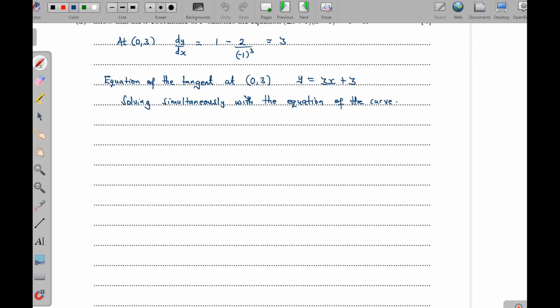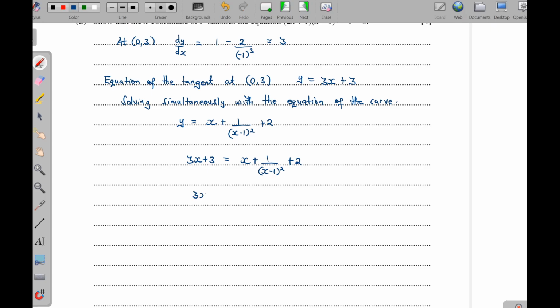So I'll write y is equal to x then plus 1 over x minus 1 squared then plus 2. So I'll equate the two because all of them are equal to y when I'm solving simultaneously. So we shall have 3x then plus 3, this one is equal to x then plus 1 over x minus 1 squared then plus 2. Now I'm going to first bring these two this way to simplify.